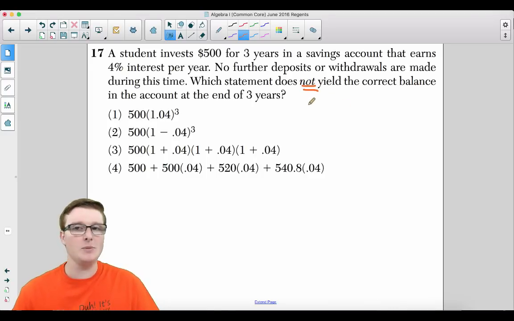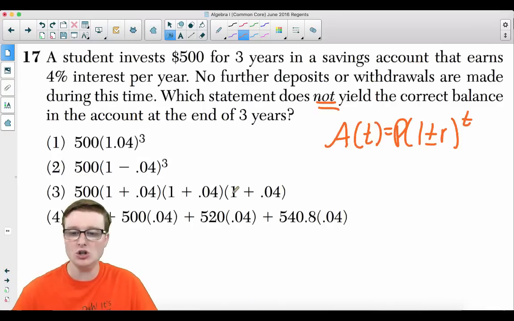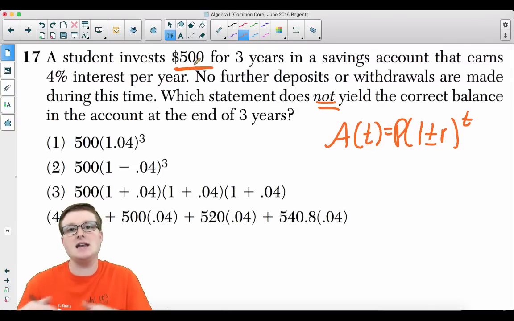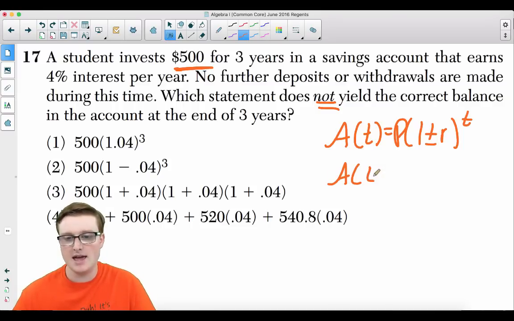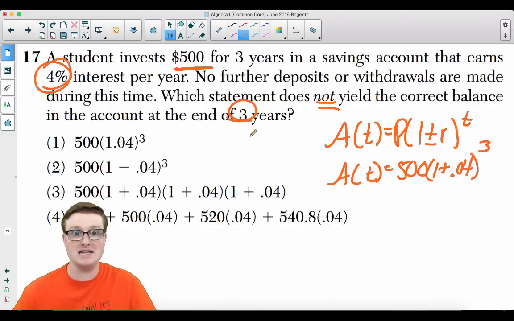Okay, I hope that you know this formula by now. Remember, A of t is equal to the principal times 1 plus or minus the rate raised to the t power. So what we get here is $500 is the initial amount invested. So that's going to be your p-value. So A of t is going to be 500 times 1 plus the rate of increase, which is 4%. So that's 0.04 raised to the third power for 3 years.